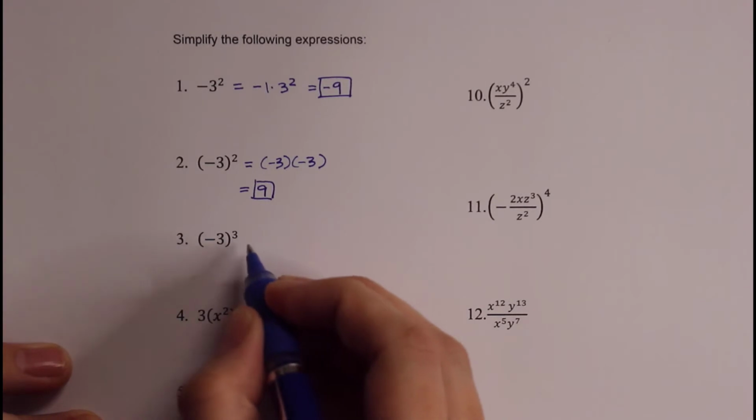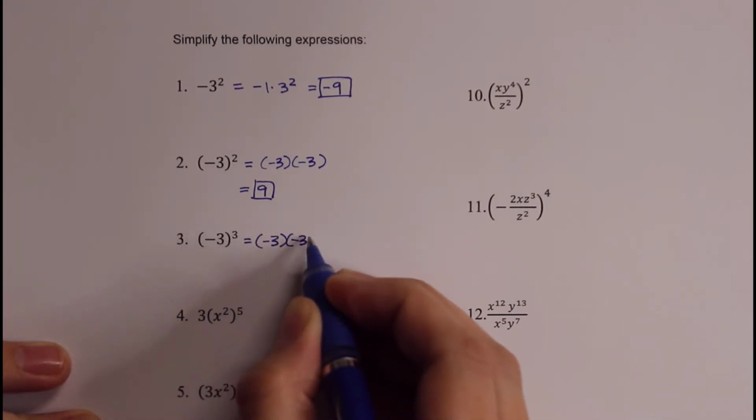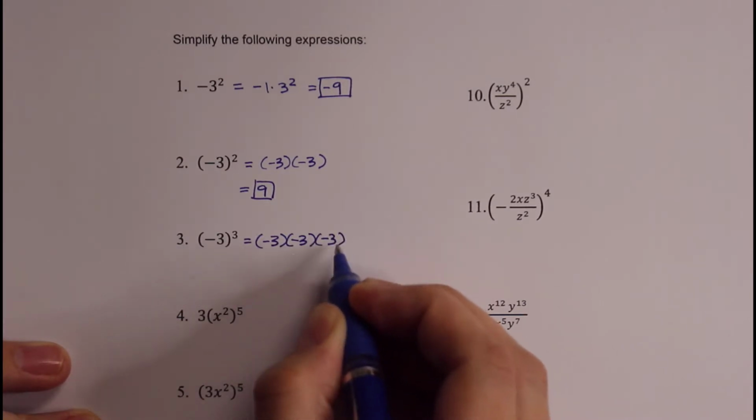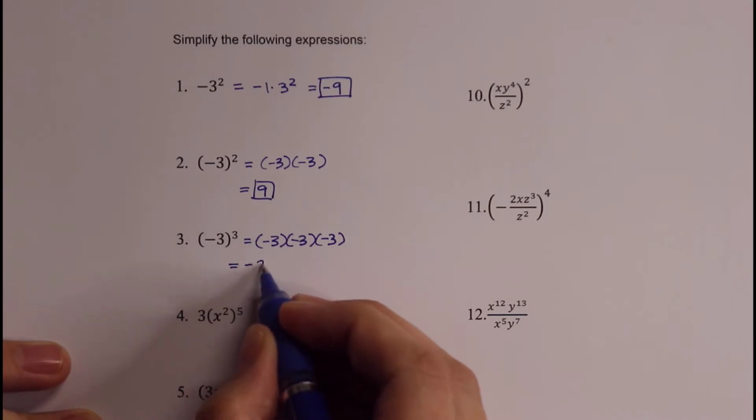Number 3, you have negative 3 times itself 3 times. So negative times a negative times a negative is still negative. And then 3 times 3 times 3 is 27.